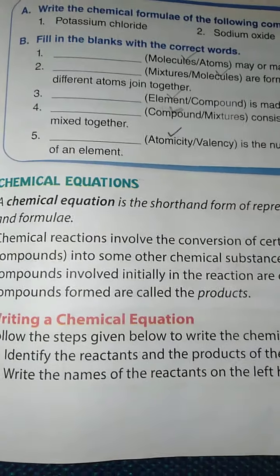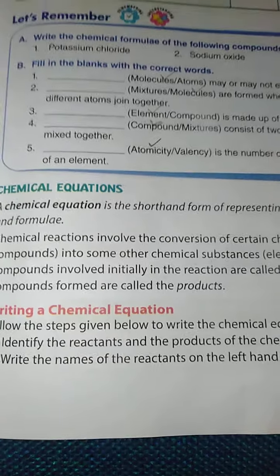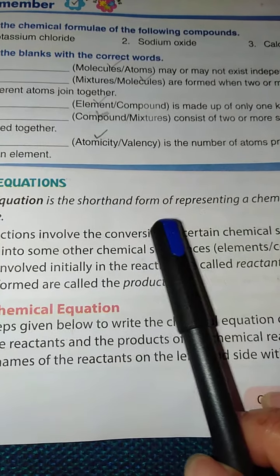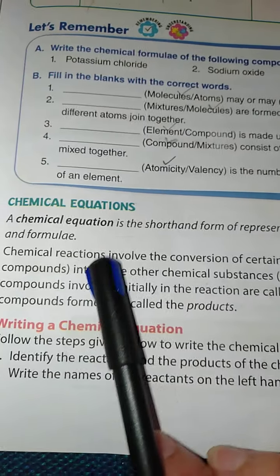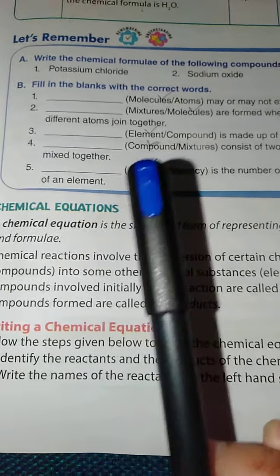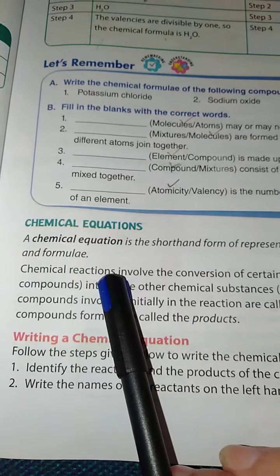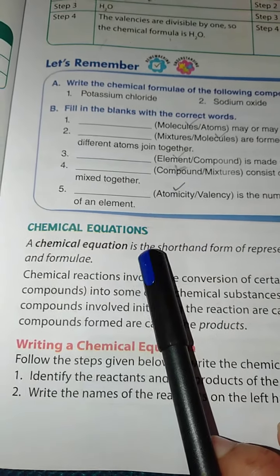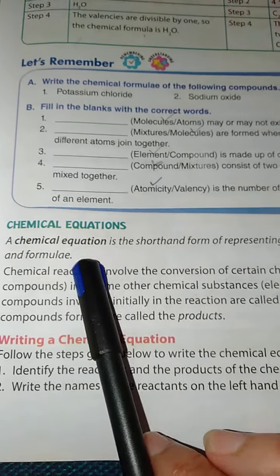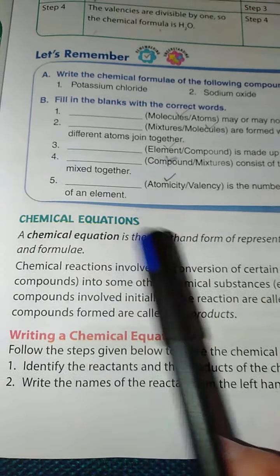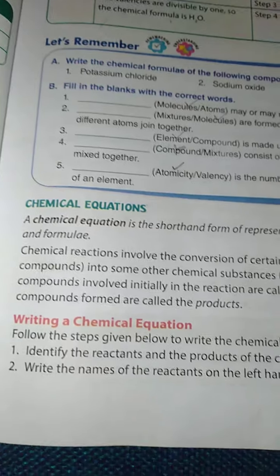What are chemical equations? A chemical equation is the shorthand form of representing a reaction using symbols and formulae. It shows the reaction that takes place between two salts, and that reaction we have to represent in a short form. That is called a chemical equation.